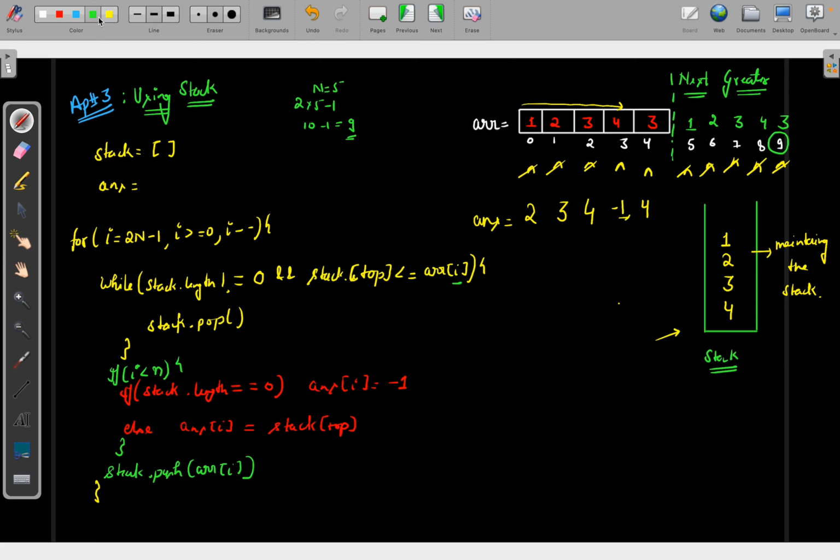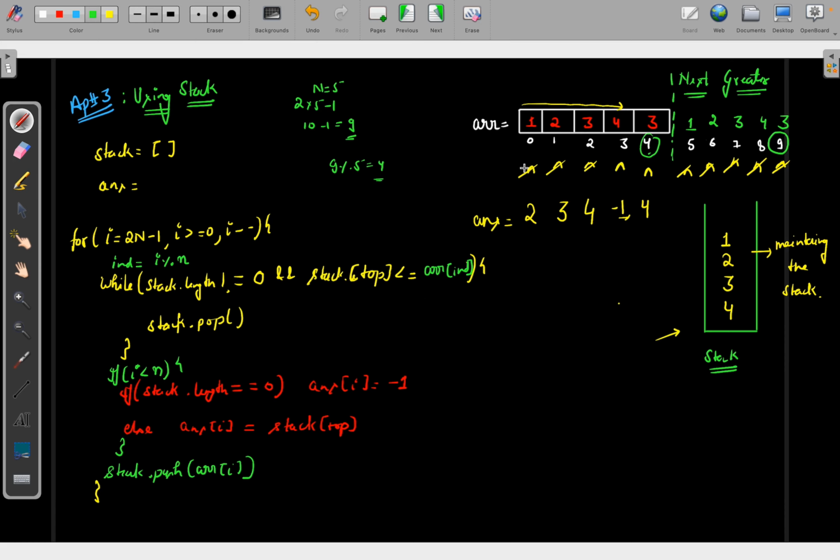What can you do? What have we done previously? You can create index = i modulus n, and instead of i, you will mention array[index]. So when i is 9, 9 modulus 5 gives you 4, right? So you will hit the index pointing to 9.